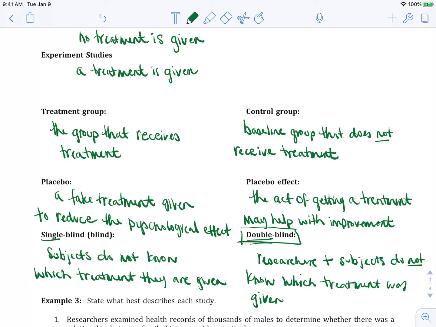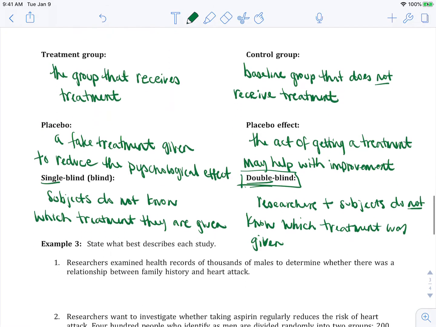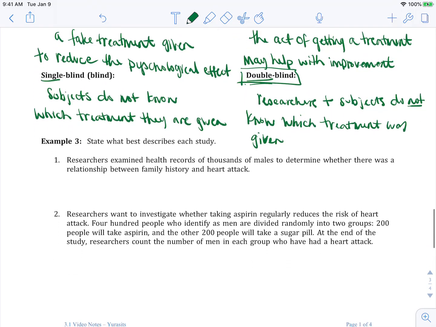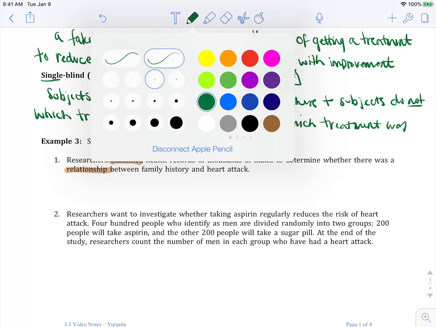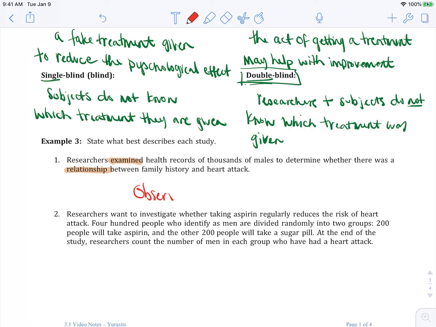Now, okay, now we're going to go to determining which kind of study is which. So example 3 says, researchers examined health records of thousands of males to determine whether there was a relationship between family history and heart attack. So the main thing you ask yourself is, was a treatment given? If not, it's observational. If yes, it is experiment. And in this one, it just looks like we only examined health records to look for a relationship. And so that is why, let's just change colors, this is observational.